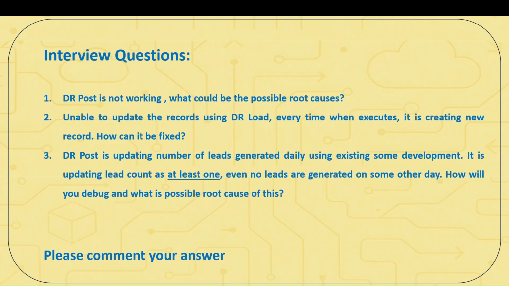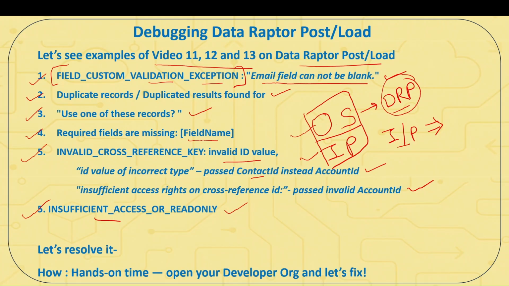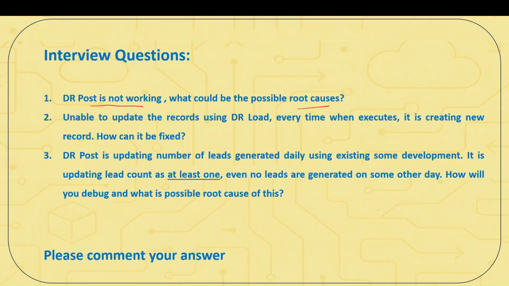These are some sample interview questions that you can try, the same as what I explained in this video. For example, DataRaptor post is not working. What could be the possible root causes? Then you can follow these kinds of messages, or you can explain these might be possible errors that we need to debug. Second one, unable to update the records using DR load. Every time it executes, it creates a new record. I have already explained and demonstrated this scenario in one of the videos, I think video 12 or 11. This is also one of the scenario based questions that might be asked in an interview.